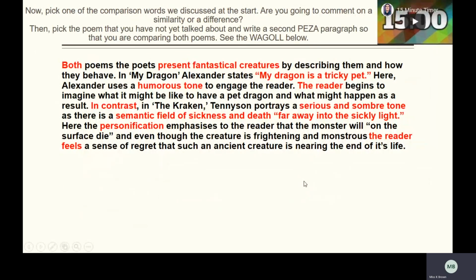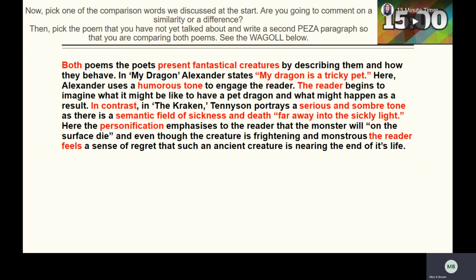Okay, ladies and gentlemen, you should have your first piece paragraph completed. I've got one here, so I'll read the first part to you. In both poems, the poets present fantastical creatures. That's me rewording the question, by describing them and how they behave. That shows that I have understood the plot and I know what the poems are about.